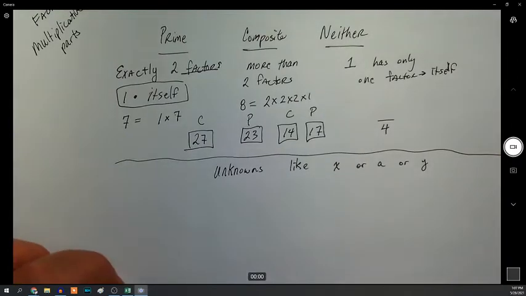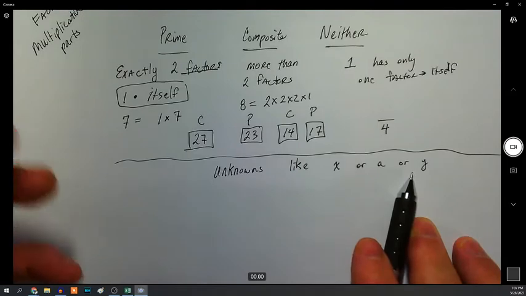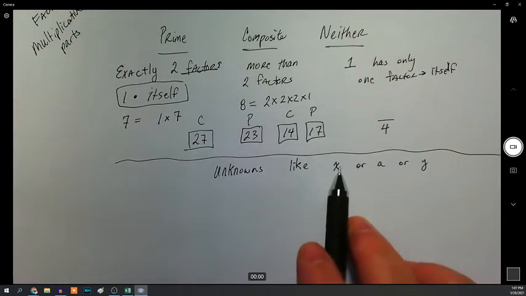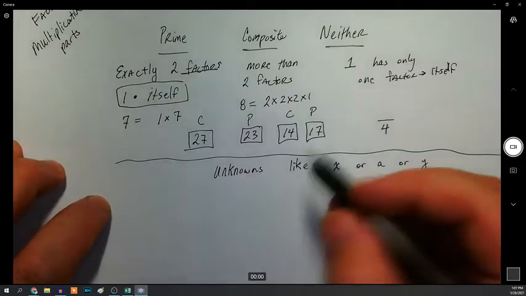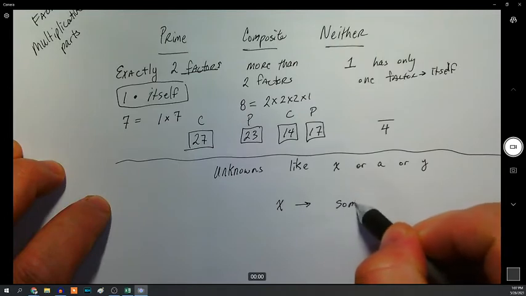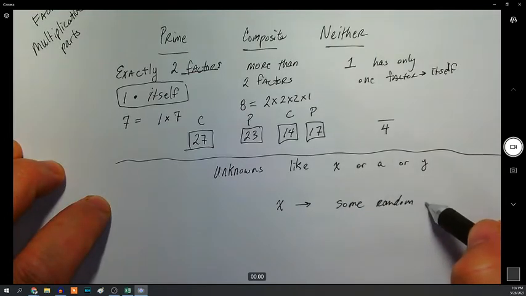Do you see? So these are just what we write when we don't know what the number is. If we don't know what the number is, we write x. X is just some number we don't know what it is. So if I look at the number x, that's just some random number, and I don't have any other information.